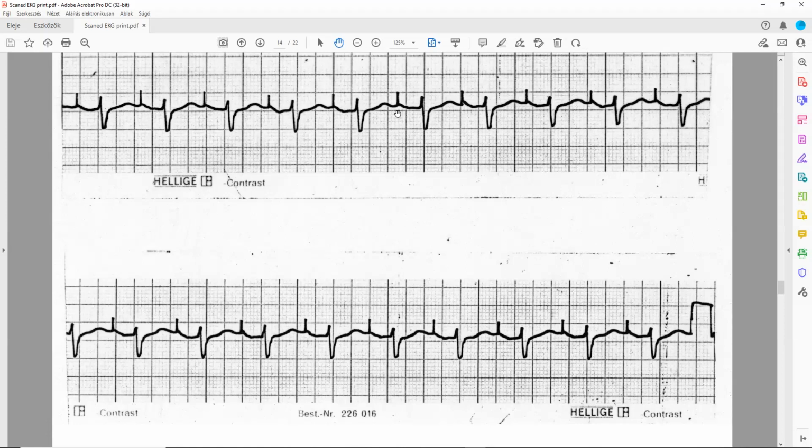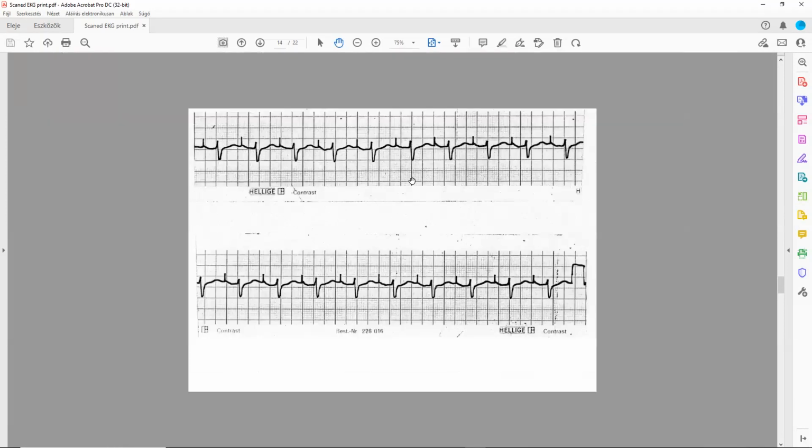I think it's elongated. Okay, so that means this patient has a first degree AV block as well. Good.